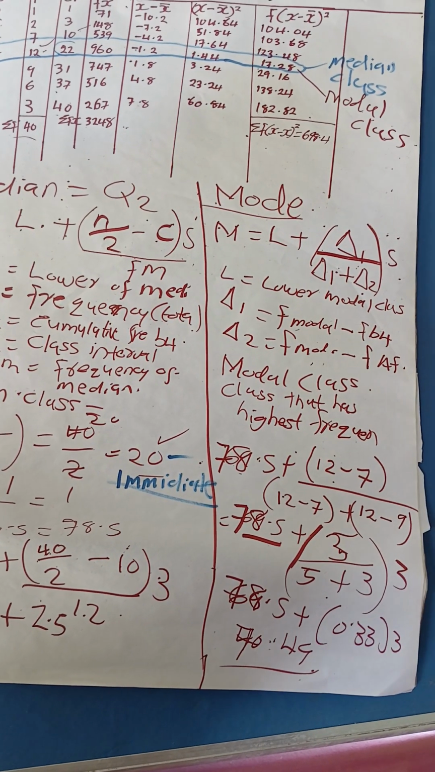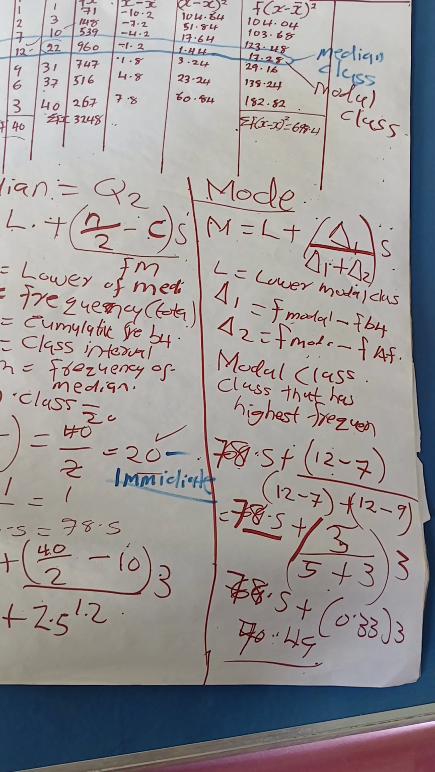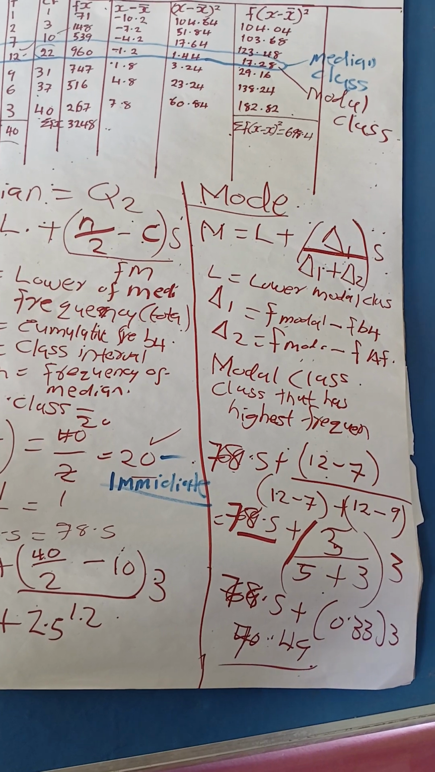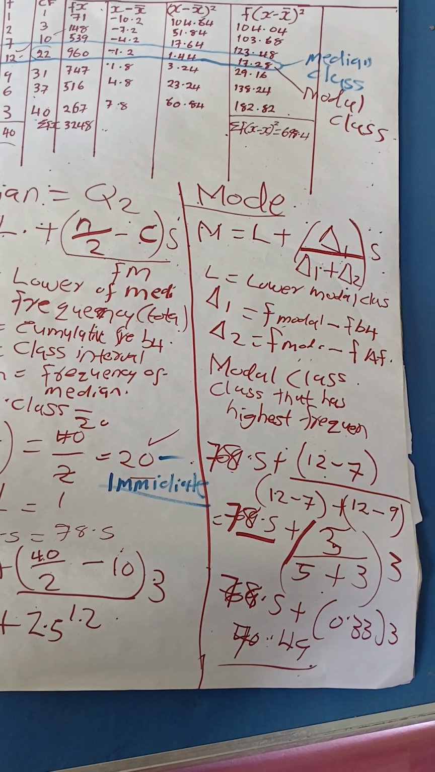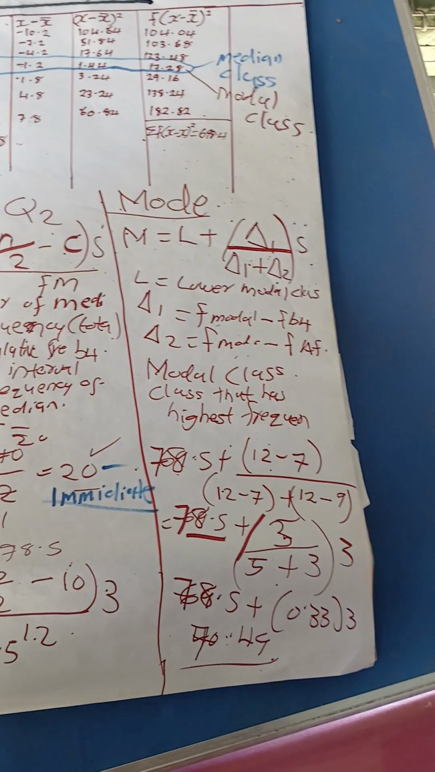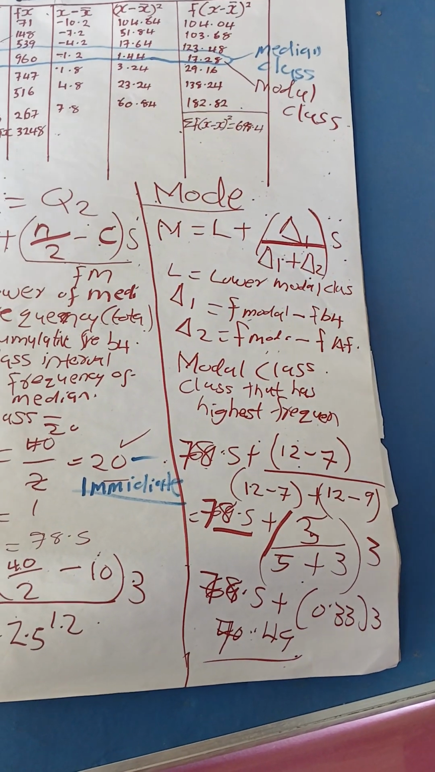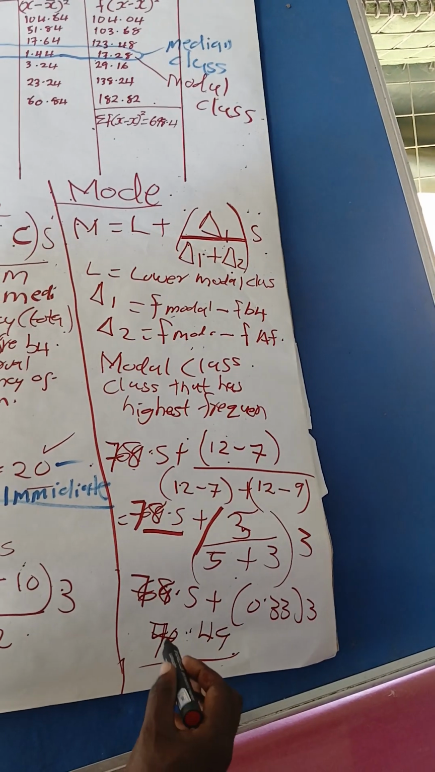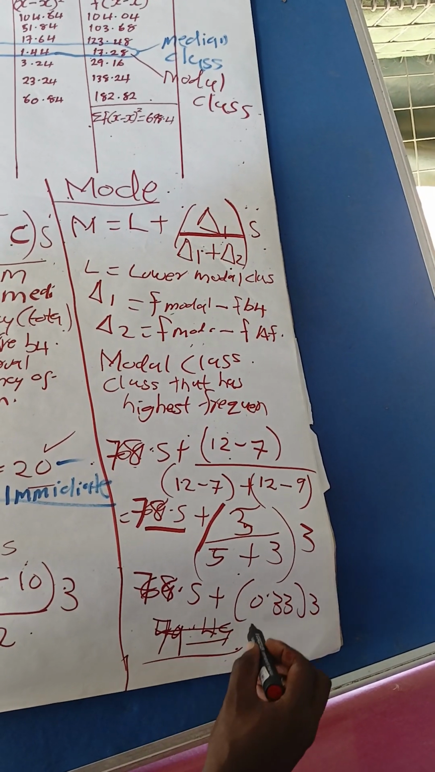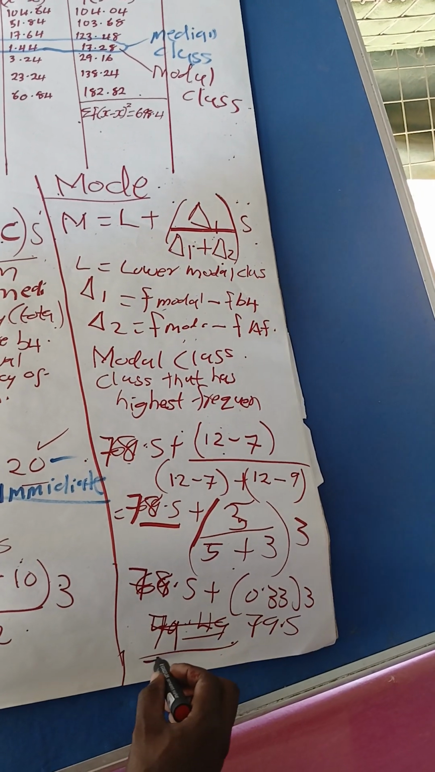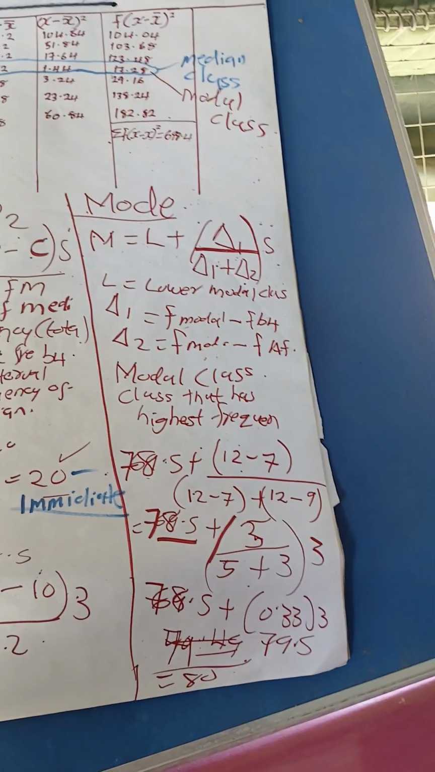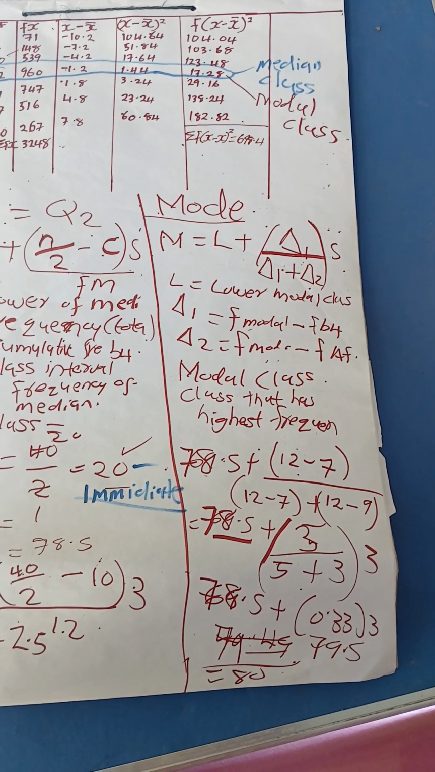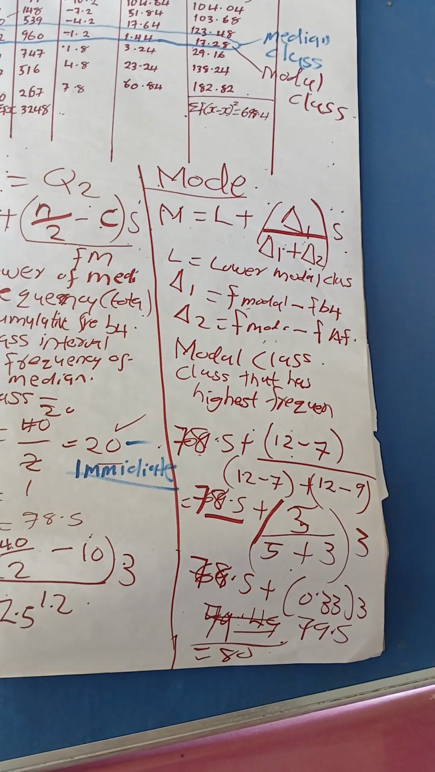So 78.5 plus, you multiply 0.33 by 3, you get 0.99, plus 78.5. We have 79.5, which can be 80. Good. So that is mode.